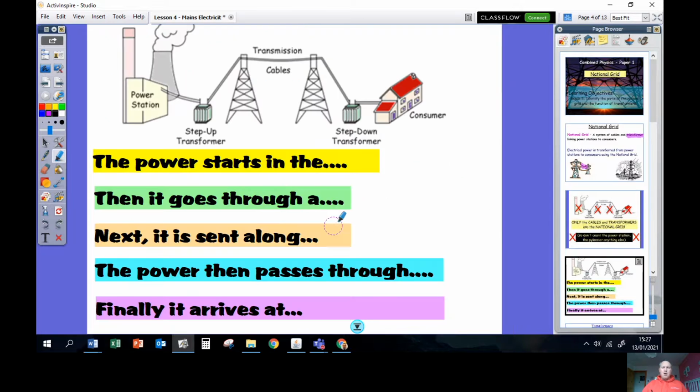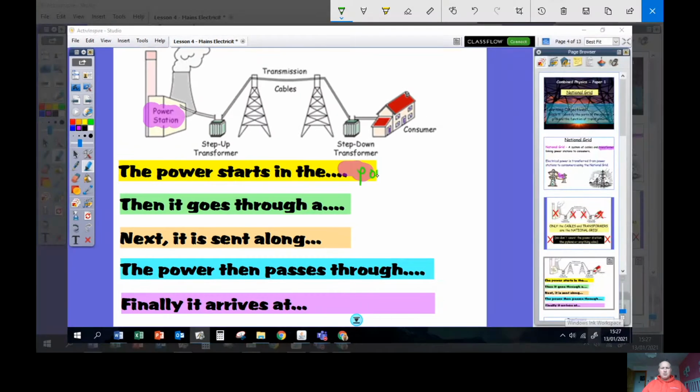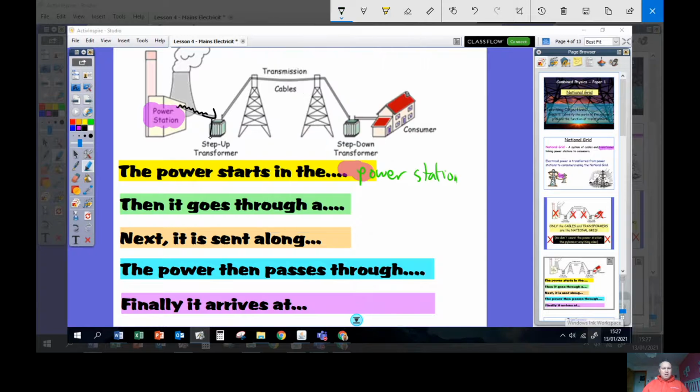So if we think about our national grid, it looks a little something like this. The power starts off in the power station. So we've got a power station. I'll see if I can do some writing here as we go along. Green's a pretty horrible color, we'll maybe change that. So it starts off in the power station, and then the power goes out of the power station and through this first special box here, the step-up transformer.